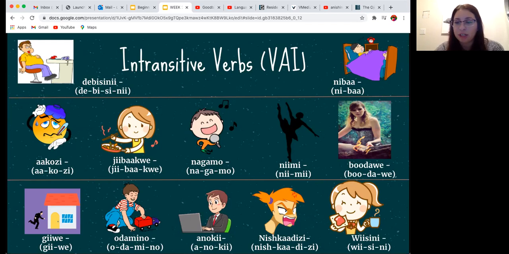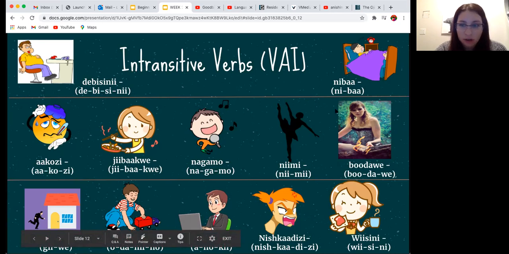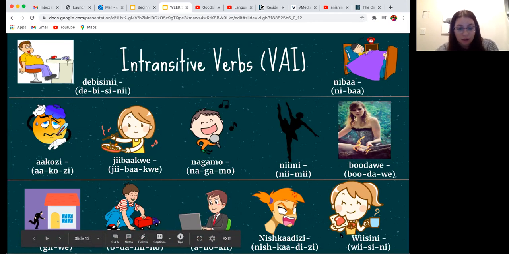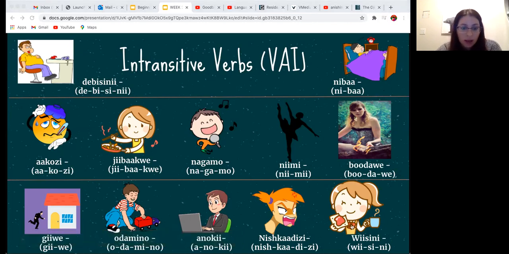The next one, he or she is building a fire. Boda, bodawe. Okay, the next one in the bottom left corner, he or she is going home. Giwe. So he or she's going home. Next one, he or she is playing. One moment. Oda meno. So he or she is working. Anoki.